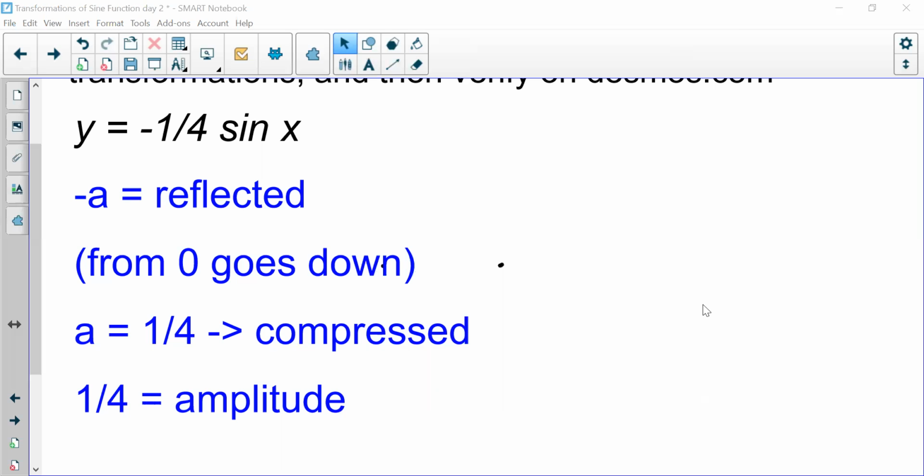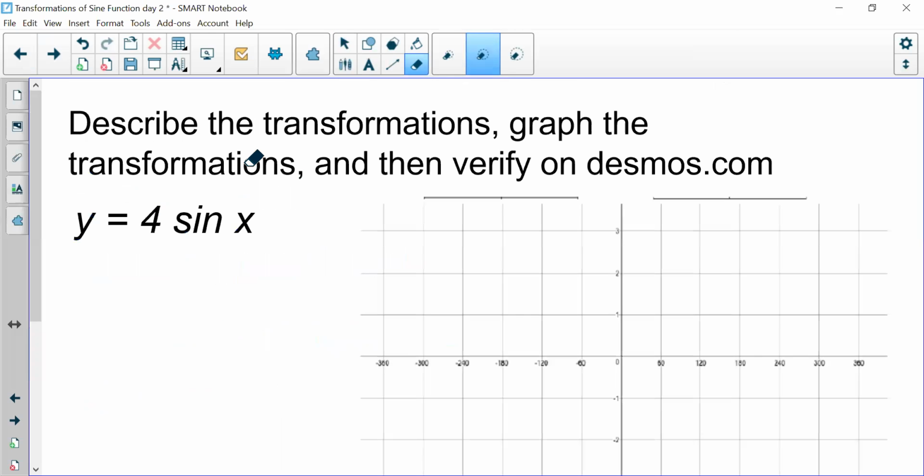Your next one is y equals 4 sine x. I want somebody to try describing to me, what do you think this sine function looks like? A is positive, and now my value is 4. What do you think it's going to look like?